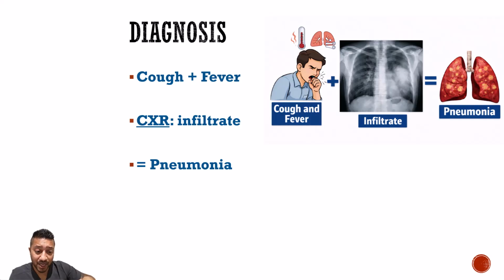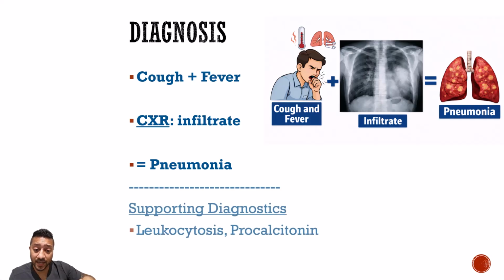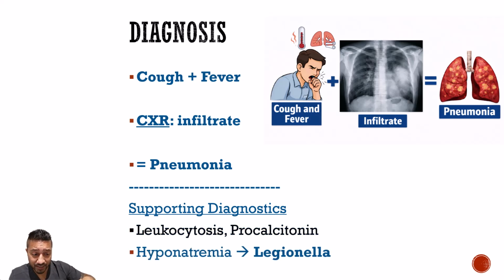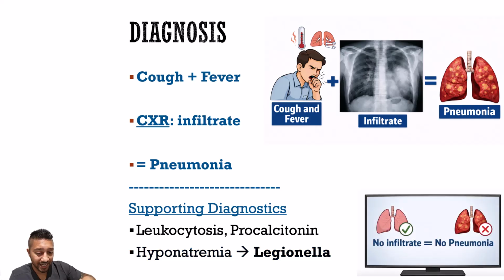Now, sometimes these patients will have elevated white blood cell counts or elevated procalcitonin that will help to support the diagnosis. Or maybe they'll throw in a touch of hyponatremia to steer you towards Legionella. But remember, for the sake of the boards, if there is no infiltrate, there is no pneumonia. If they present a patient with a cough and a normal chest x-ray, then the boards are most likely suggesting bronchitis or some sort of upper respiratory infection instead.